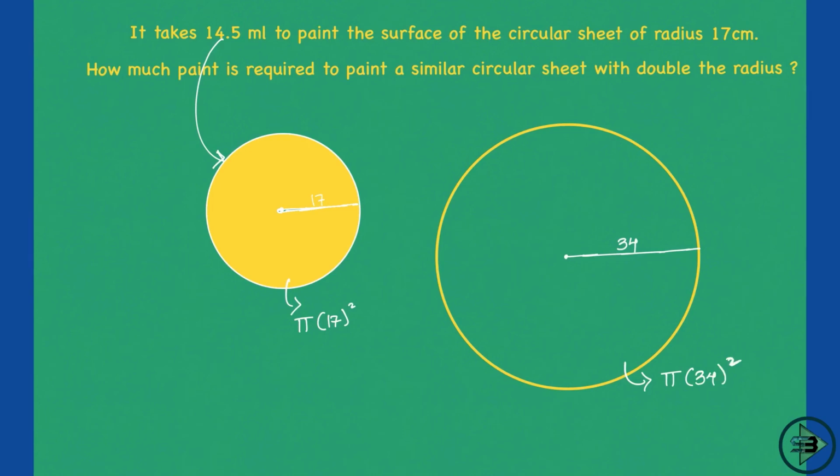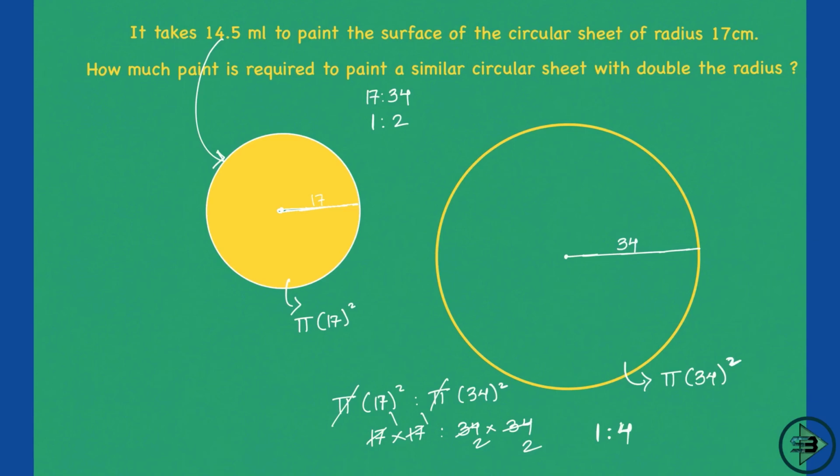See, the ratio of radius was what? 17 is to 34, so it is 1:2. What is the ratio of the area? Check this now. This is pi into 17 square, and this is pi into 34 square. That is the ratio of the area. Pi gets cancelled. This is 17 into 17 is to 34 into 34. So this is 1s are 2s are, and this is again 1s are 2s are. So the ratio of area is 1:4. So if you make the radius twice, the area becomes 4 times. This is what you understand.